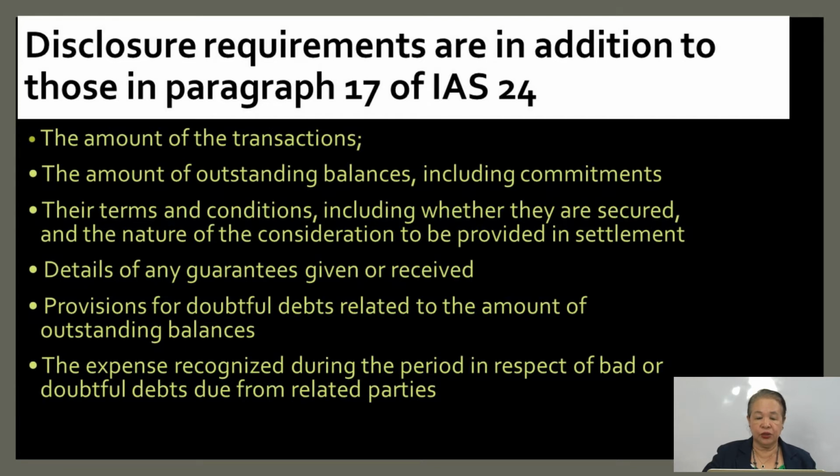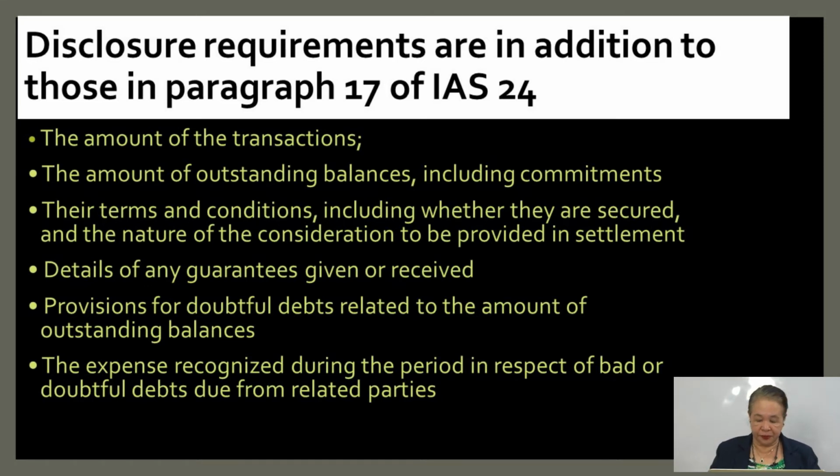So the disclosures require the amount of the transactions, the amount of outstanding balances including commitments, their terms and conditions including whether they are secured, and the nature of the consideration to be provided in settlement, the details of any guarantees given or received, the provisions for doubtful debts related to the amount of outstanding balances, especially with related parties, and the expense recognized during the period in respect of bad or doubtful debts due from related parties. So these are also the disclosures under BIR Form 1709 that should be attached to the annual income tax return of the corporations.